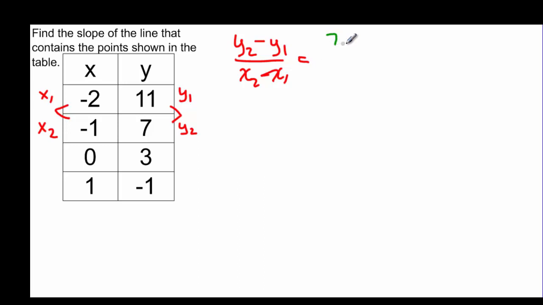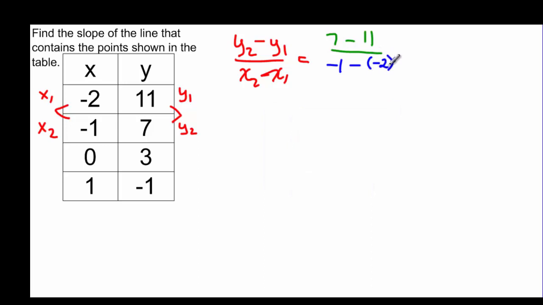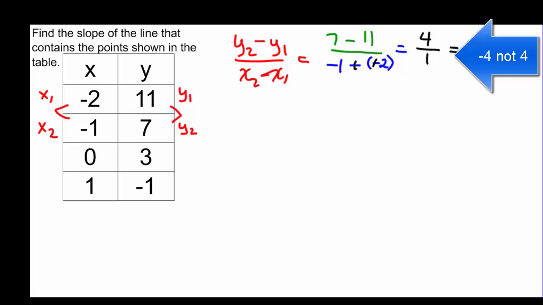y2, if you look over there, it's 7. And y1 is 11. And x2 is the bottom one of my two points, so it's negative 1. Notice it's negative 1, 7, negative 1, 7, and then minus my x1, which is negative 2. And that gives me 7 minus 11, which is going to be 4, and negative 1 minus a negative 2, or plus 2, is going to be a positive 1. So my slope is 4.